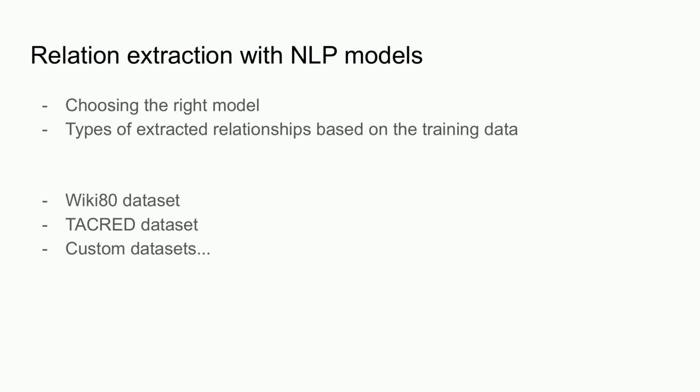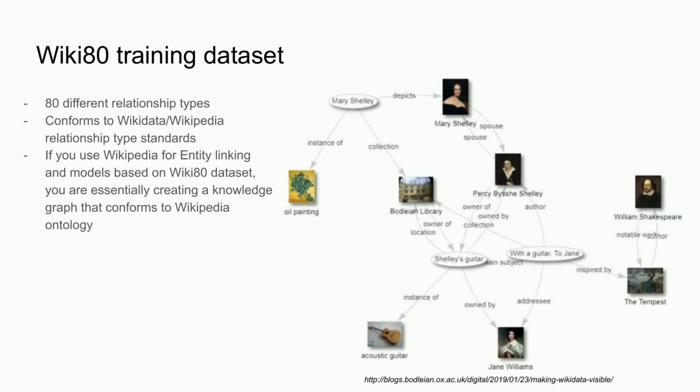And as far as I know, there aren't many data sets available, but there are some. So, for example, TACRED is the data set made available by Stanford. And then there's also the Wiki80 data set, which we'll take a look at in a little bit more detail. The Wiki80 training dataset contains 80 different relationship types.